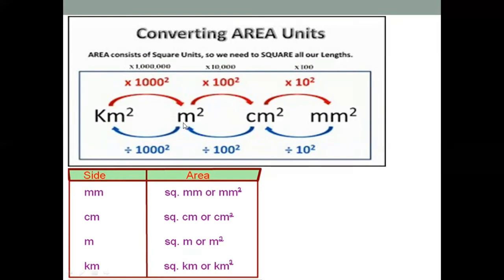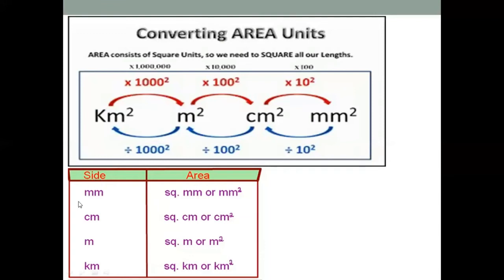If you convert meter square to centimeter square, you multiply by 100 squared, which is 10,000. When you convert centimeter square to millimeter square, you multiply by 10 squared, which is 100. When you go back, you divide by 10 squared. Going from centimeter to meter, divide by 100 squared, and meter to kilometer, divide by 1000 squared.